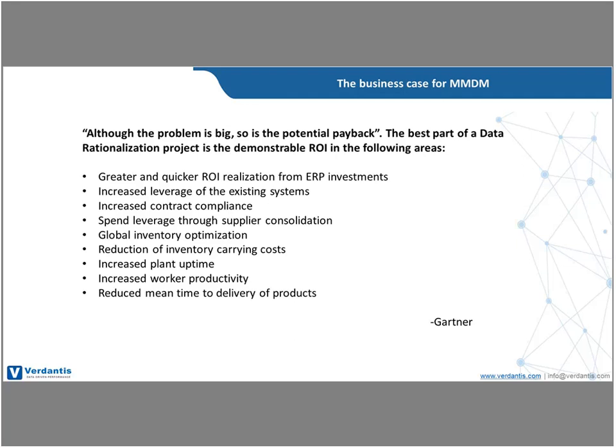Spend leverage through supplier consolidation with a granular view of your data. You can do that. You can optimize inventory at a global level, identifying duplicates in your inventory and reducing them through burn down. You're going to reduce your carrying costs. By having parts available and easy to find, you're going to increase your plant uptime. You're going to increase worker productivity by having easy to use, accurate search, find, and compare. And from a parts reuse perspective, you can reduce the mean time to deliver new products by not reinventing the wheel.